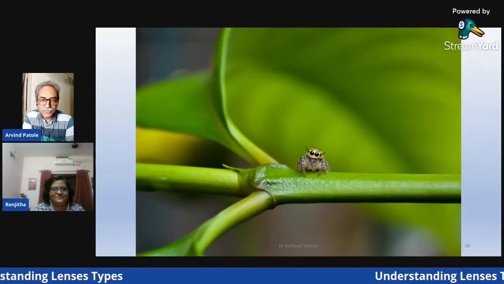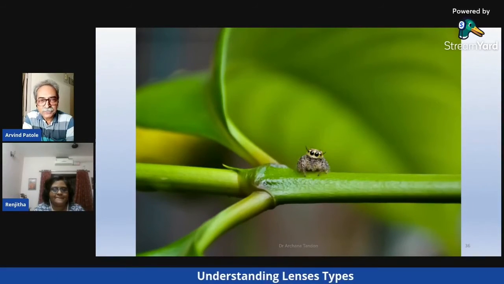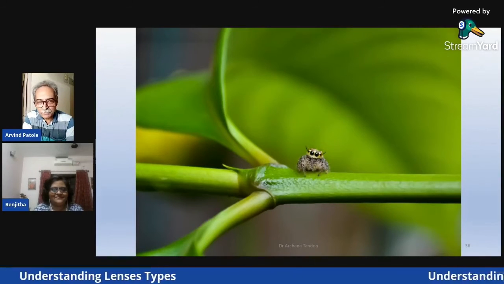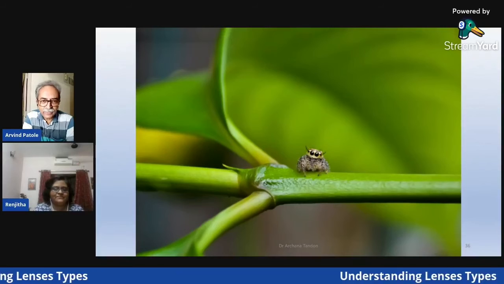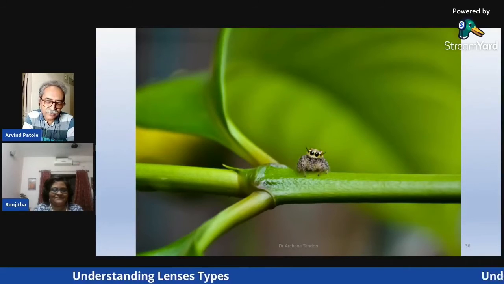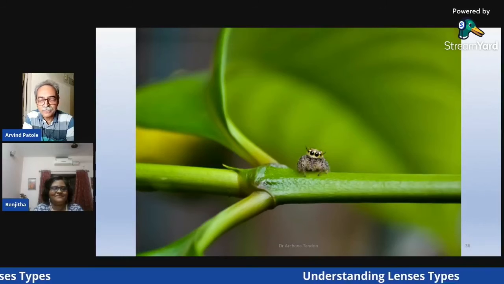So in macro photography, focusing is very important. Here we can see that she has particularly focused on the spider's eyes. Whenever you take any image of any living thing, you should see that the eyes are sharp. That is the first and most important thing. Then the rest, if everything is out of focus, it is fine, but the eyes should be sharp. So this is a very good image.